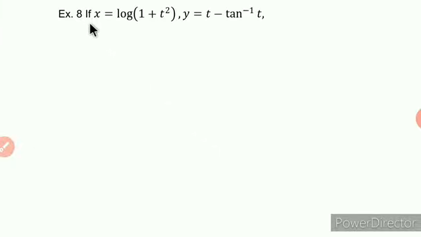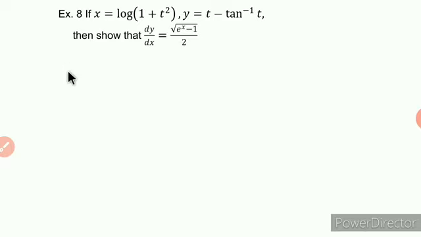Now see the next example, number 8. If x is equal to log of (1 plus t square), y is equal to t minus tan inverse of t, we have to show that dy by dx is equal to square root of (e raised to x minus 1) upon 2.